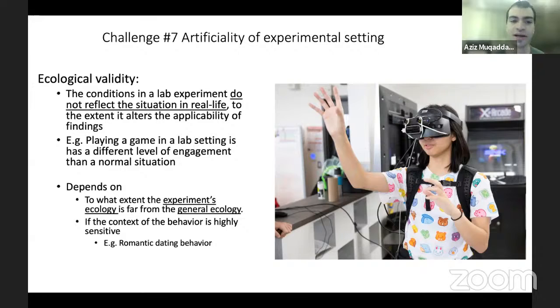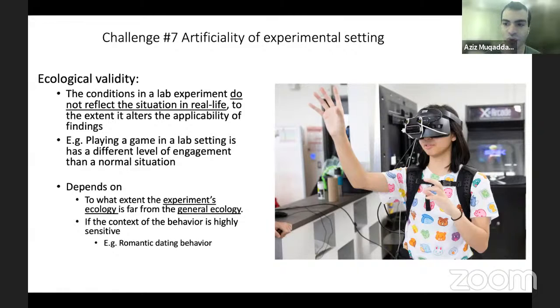And one important one is something called ecological validity, right? And ecological validity simply means the extent to which the conditions in a lab experiment reflect the situation in real life. Okay, the extent to which whatever we found in an experiment could be applicable to real life situations. Okay, and you can think about it in different sorts of cases, right?